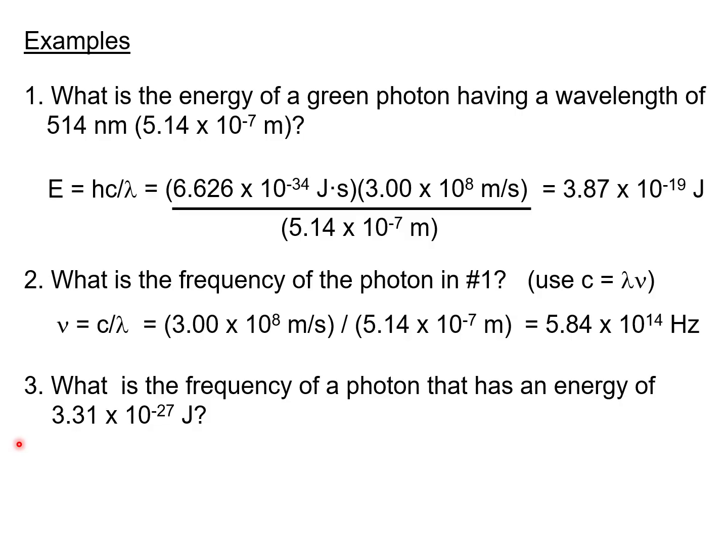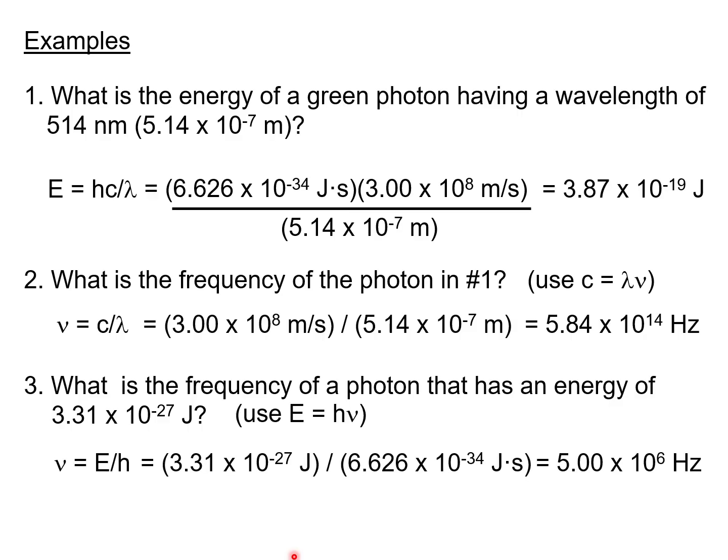And it says, what is the frequency of a photon that has the energy of 3.31 times 10 to the minus 27 joules? All right, so notice that the green photon, visible light, is 10 to the minus 19 joules. So this is an even longer wavelength than green. It's times 10 to the minus 27, so we should end up with a much lower frequency. So we solve for frequency, now in terms of hertz. Okay, we end up with 5 times 10 to the 6 hertz, so 5 megahertz. So that's down in the microwave range.